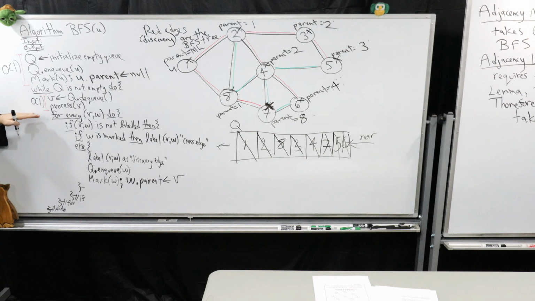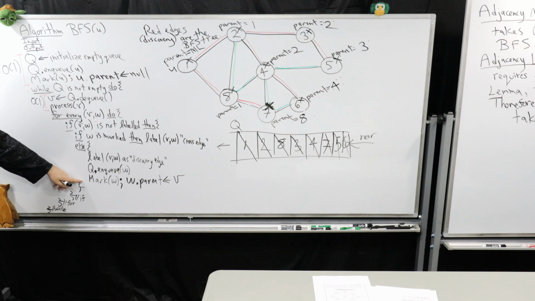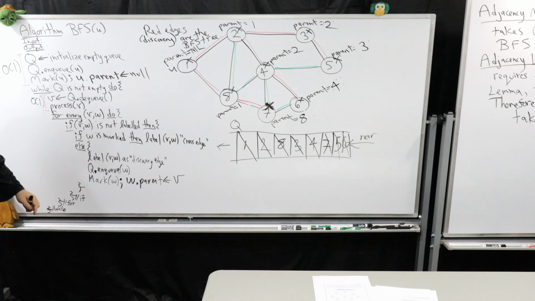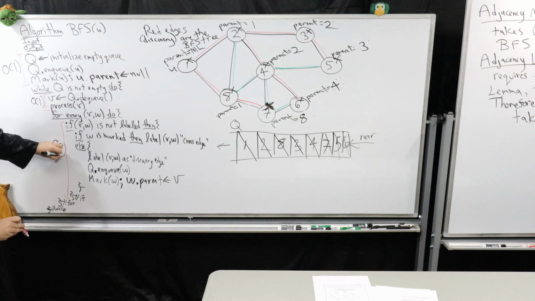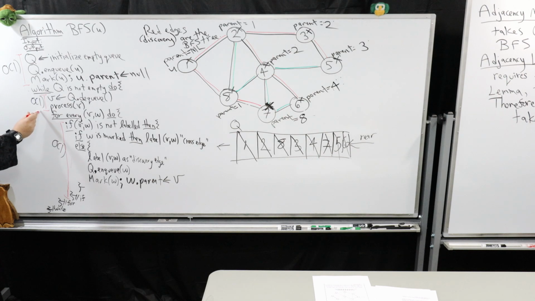So this is going through all the incident edges on a given vertex, in this case V. The great thing about all of this is that it takes constant time. I can check if the edge isn't labeled in constant time. I can check whether the vertex is marked or not marked. I can label an edge. I can also do the enqueue, and I can also do these markings as well. All of this in here, I can do in constant time. However, there's this part right here that's a little unclear.